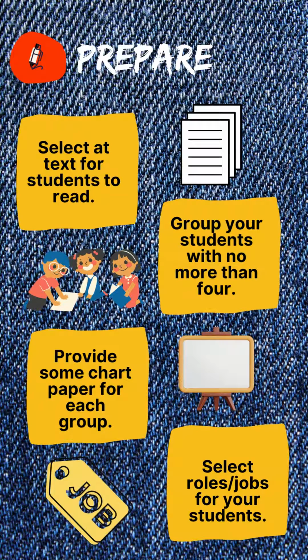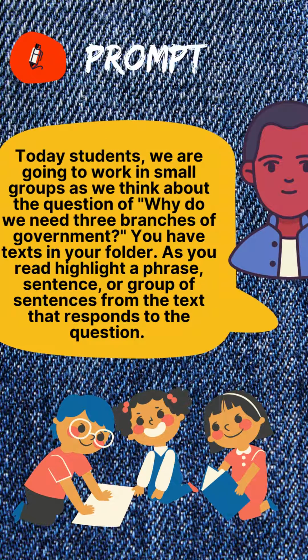First, prepare. Make sure that your students are in groups of no more than 4 with a specific role of one of your students to report everything at the end of the small group time. And select the text for them to read and some chart paper so that they'll be able to post their findings. Second, provide a quick prompt.